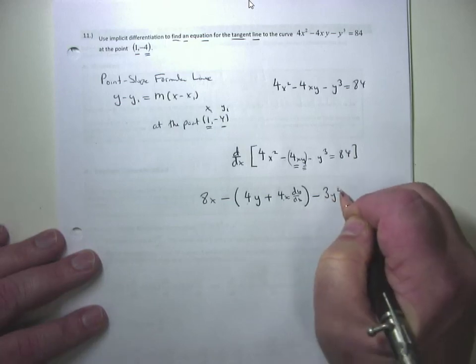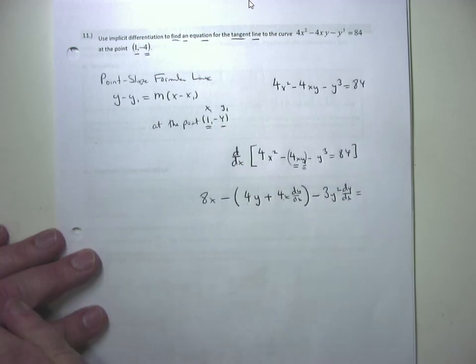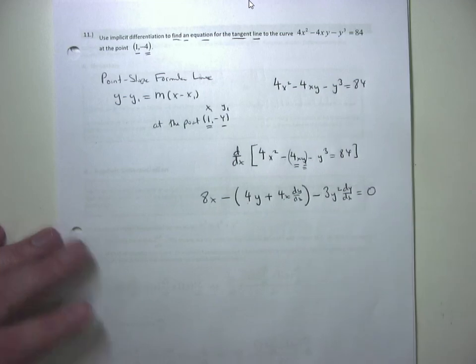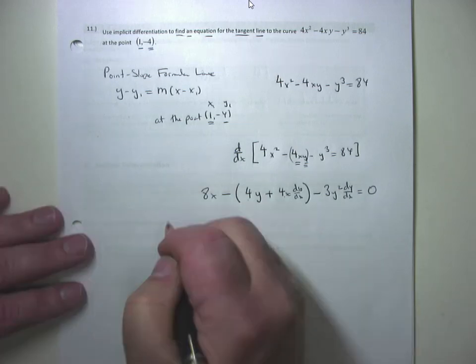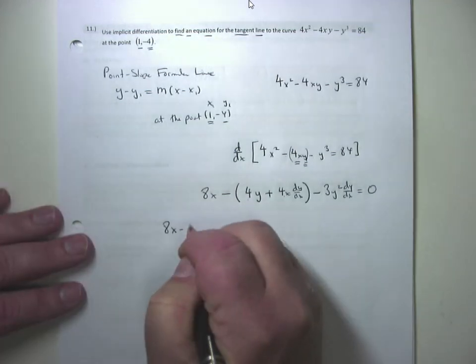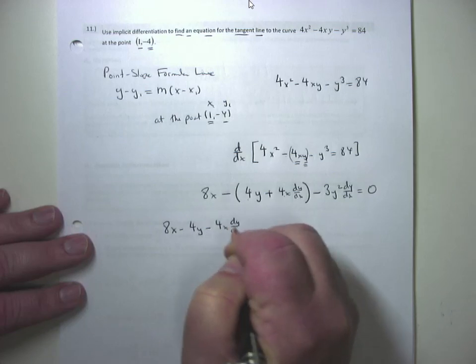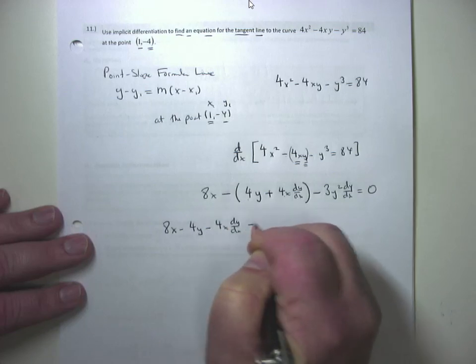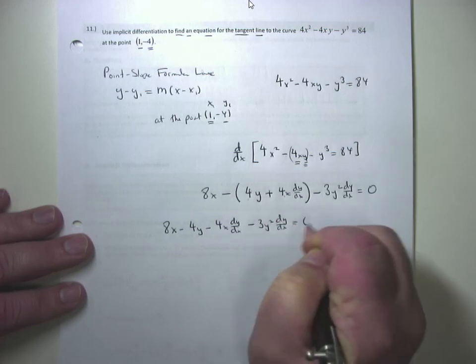3y squared, what? dy over dx equals, and this is important, what's the derivative of 84? 0, because it's a constant. So far, so good? All right, so now I'm going to distribute the negative. So 8x minus 4y minus 4x dy over dx minus 3y squared dy over dx equals 0.